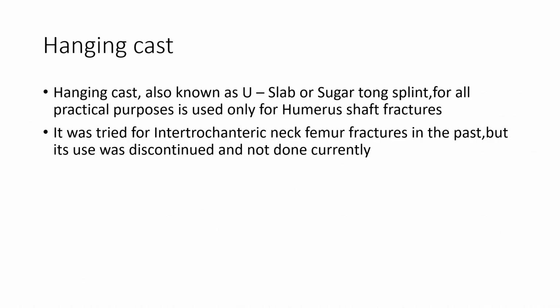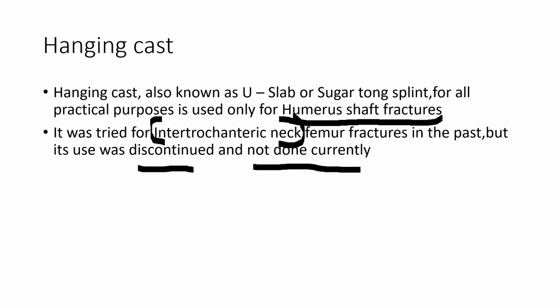And now the question that was asked about hanging cast. For all practical purposes, the hanging cast is used only for humerus shaft fractures. If anyone asks you about hanging cast, it has to be said regarding humerus shaft fractures only. In the past, for some cases of intertrochanteric femur fractures, when surgical treatment was not available, it was tried, but it wasn't successful, was discontinued, and is not done currently. So currently it is done only for humerus shaft fractures.